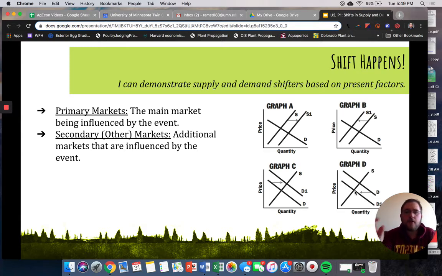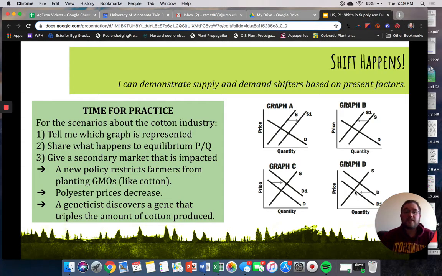Another example, when we talked about alfalfa and there was a drought in Minnesota that hurt the alfalfa crop, okay, the primary market of that isn't dairy because alfalfa isn't just used in dairy. The primary market is alfalfa because it's going to impact those alfalfa farmers directly. That is the first primary market. The secondary or other market then could be dairy or any other livestock species that utilizes alfalfa as part of the diet or ration. Okay, so let's practice.